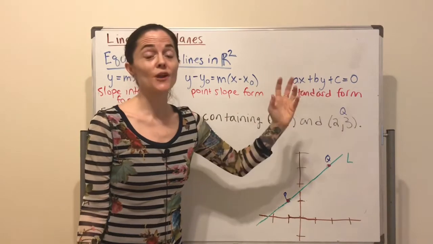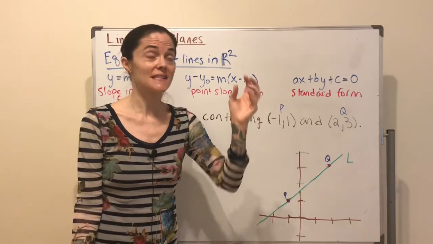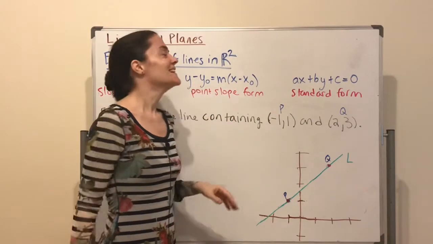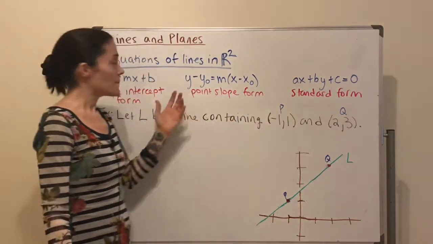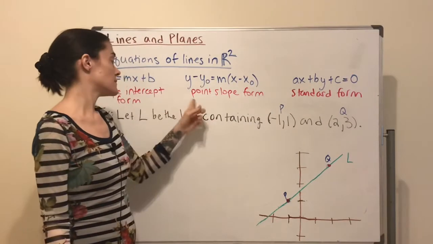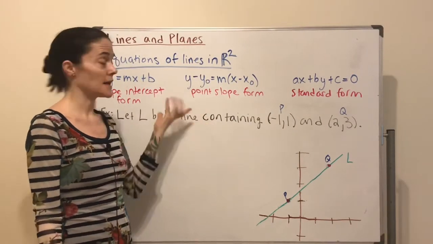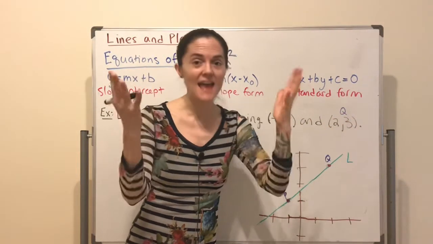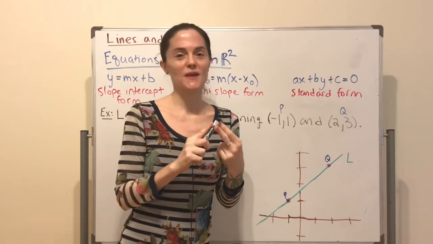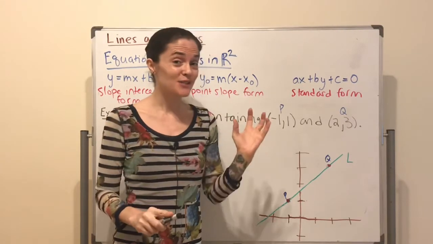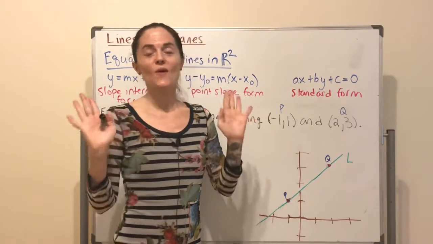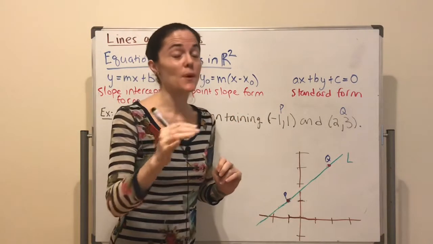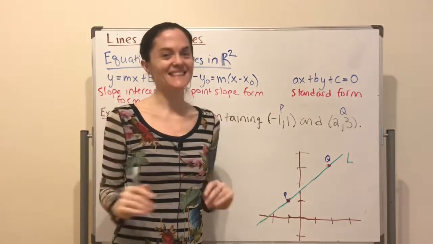It's a little bit more general because if you have, for instance, a vertical line, x equals 5 or x equals 10, the slope is undefined, and so you can't write the equation of that line in either one of these two, but you can in this standard form. Now, today, we're going to have two more forms for the equation of a line, and we'll begin with R2, and then we'll move into R3, where we do lines, but we also will have equations of planes in R3.